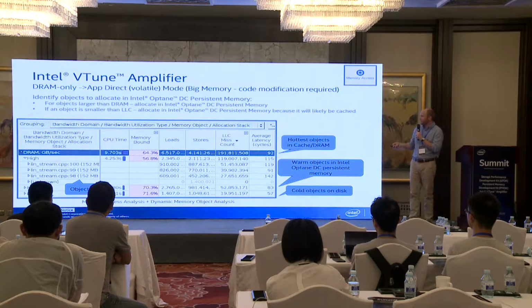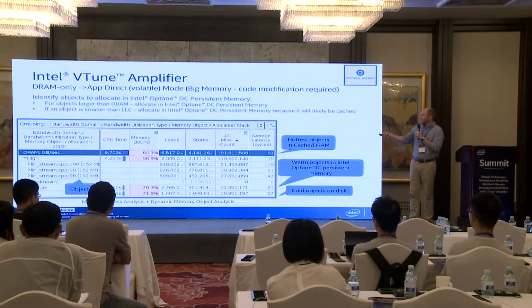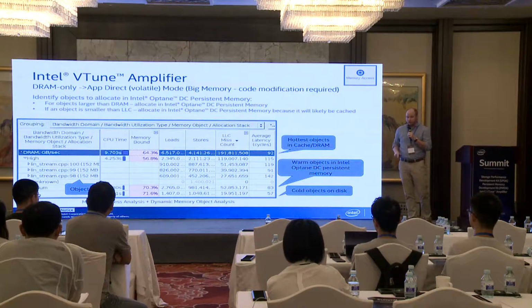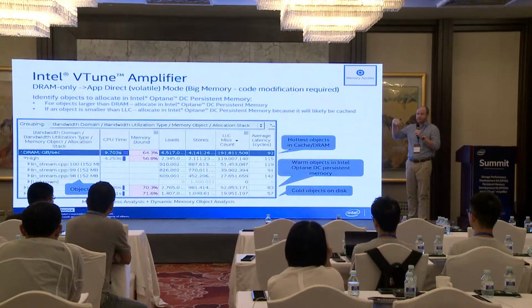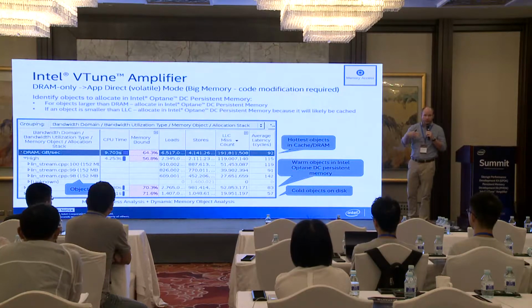What you want to be looking for is objects that are larger than DRAM will obviously need to be allocated in persistent memory. They won't fit in DRAM, so you wouldn't allocate them there. If an object is very small, it's also okay to allocate it in persistent memory because the chances are those objects will automatically be brought into the lower level caches, your L1, your L2, your L3, and so they won't be accessed from memory very often.